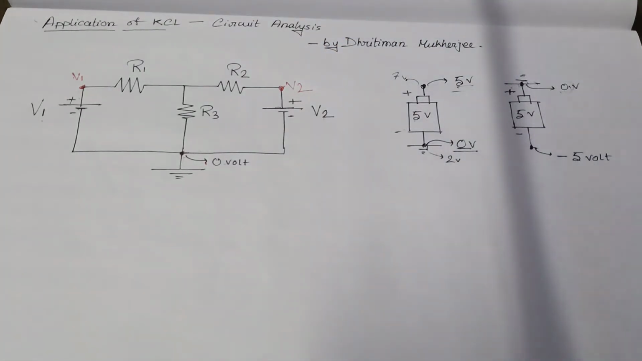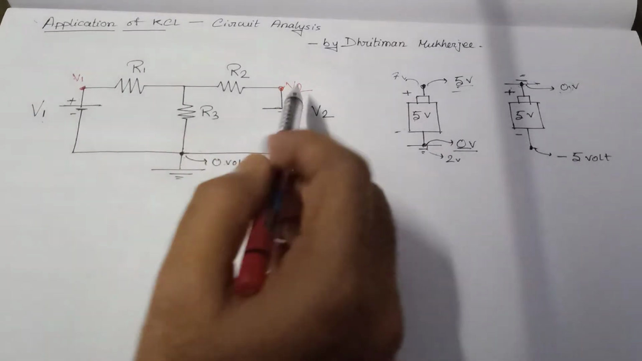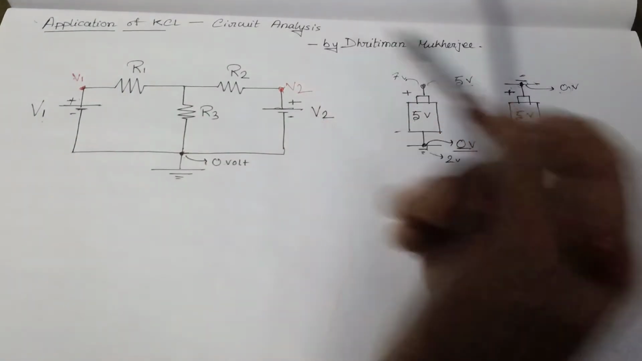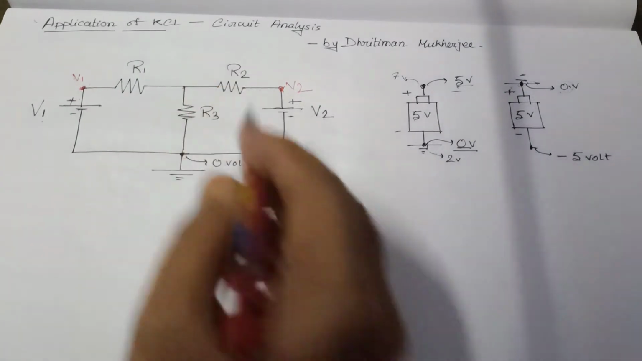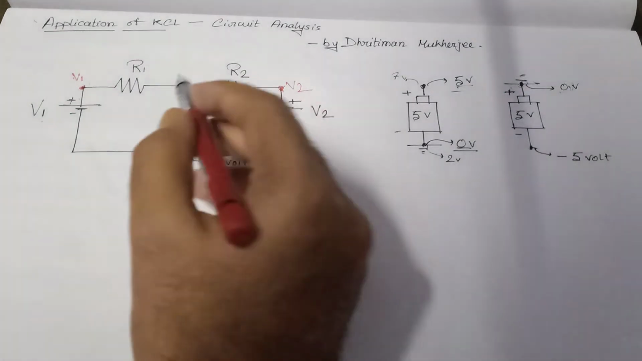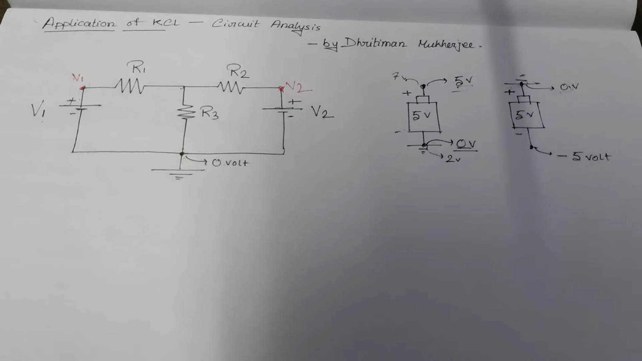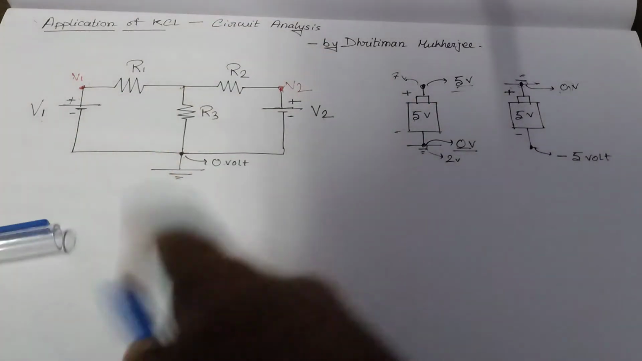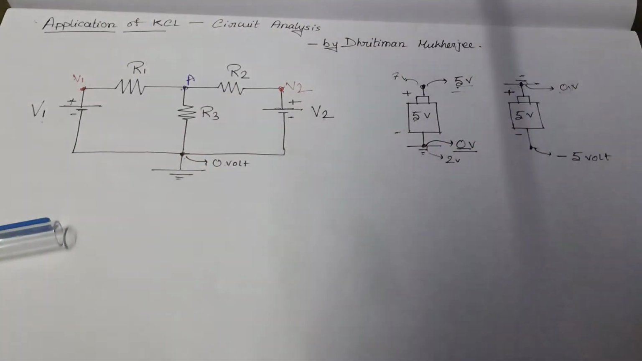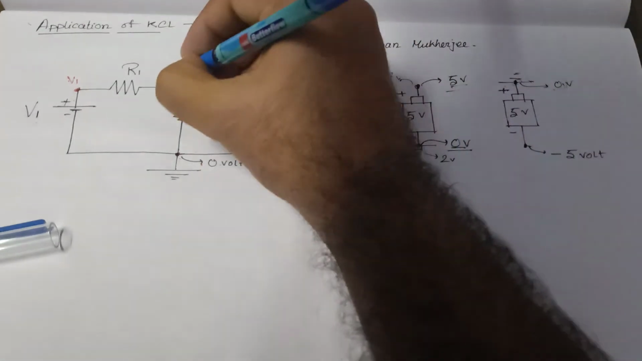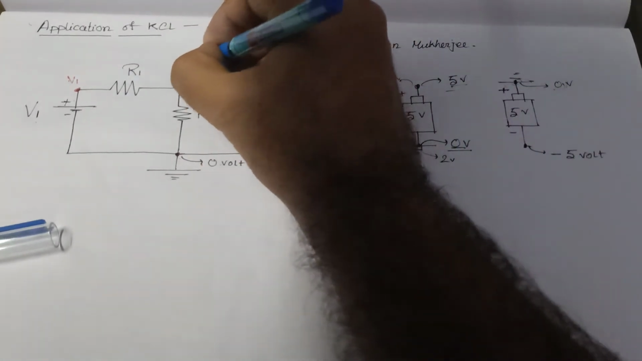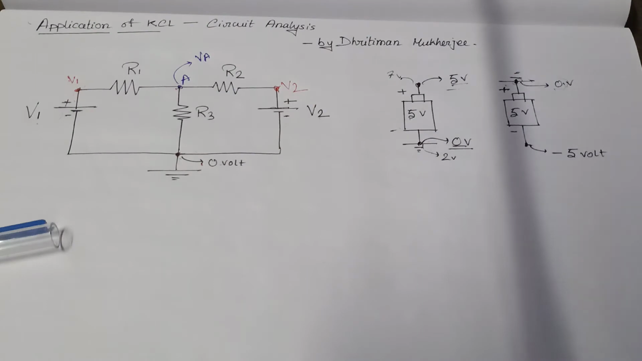Now see, you know the potential of this point, you know the potential of this point, but you don't know the potential of this connecting branch. And what is this? This is actually the node. I am naming this node A, and suppose the potential of this point is VA. Now, what is the function of KCL analysis? You can calculate the value of any branch current. How many branches are there?